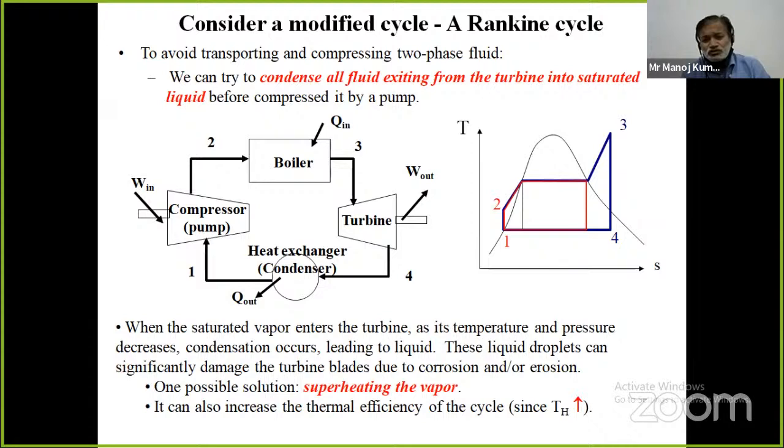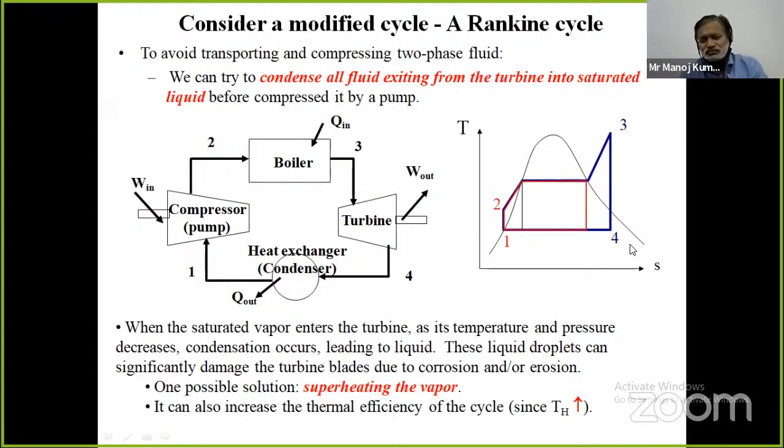So in this process 2-3, we are supplying heat reversibly in the boiler, and high pressure, high temperature steam is generated. So this steam can be expanded in the turbine either at the saturated state, the superheated state, or at the wet vapor state. So if we are expanding this steam, process 3-4, we are seeing the expansion of superheated steam.